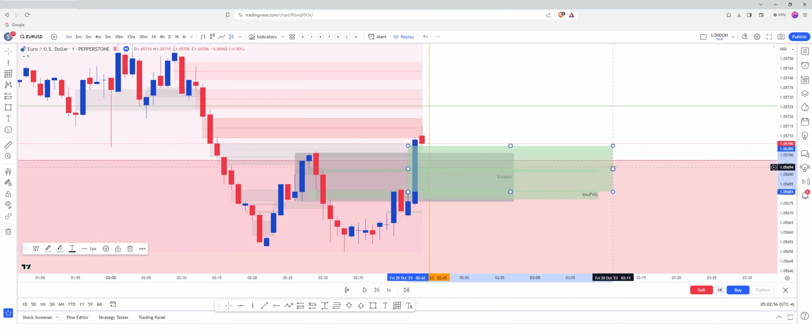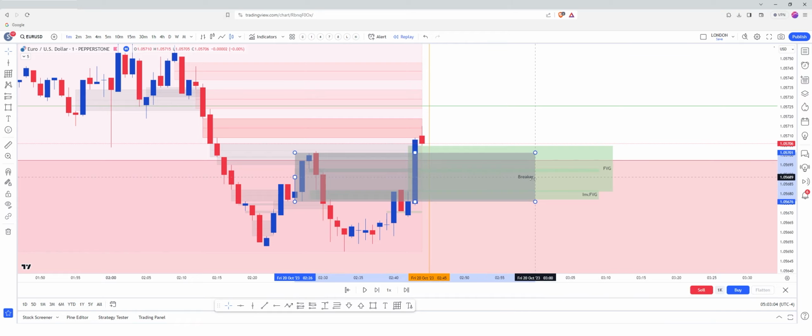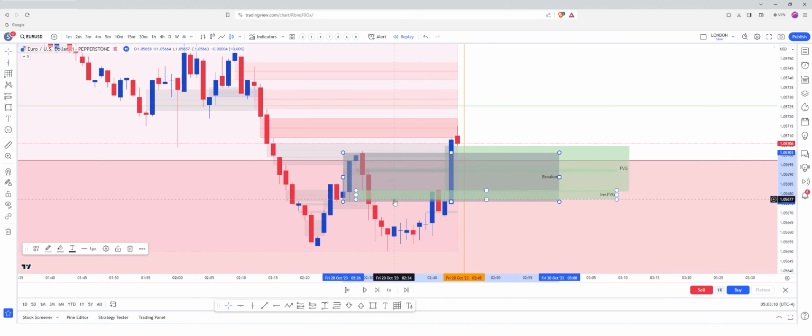So this bullish fair value gap is obviously occurring inside this breaker block that we've identified, so this failed order block. So that's the unicorn entry, a fair value gap within a breaker block. We also have additional confluence of these inversion fair value gaps.